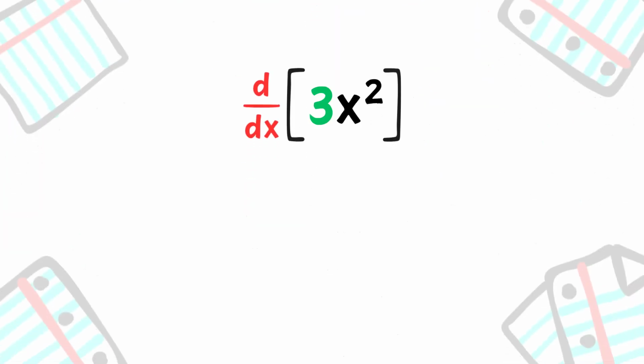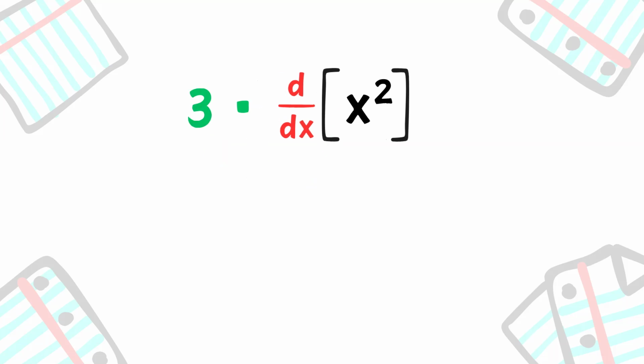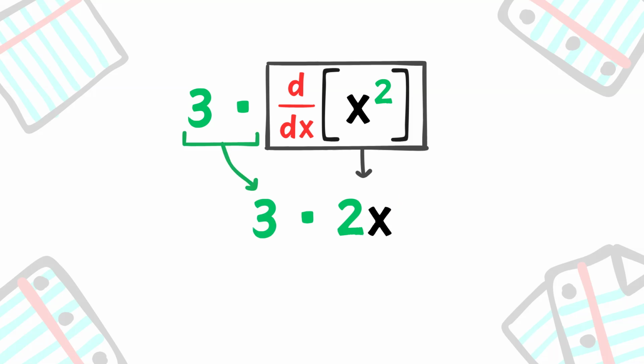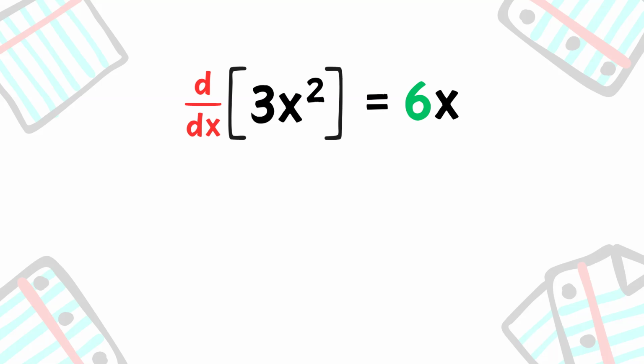Now, what if there's a constant coefficient? What is the derivative of 3 times x squared? Well, in this example, since we're multiplying by a constant, we can move that out of the derivative first. So let's first take the derivative of x squared. Using the power rule, move down the 2 and decrease the exponent by 1. This gives us 2x to the power of 1, or 2x. Then we can multiply that by the constant 3 to get 6x. So 6x is the derivative of 3x squared.